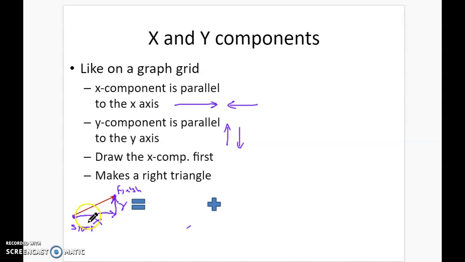So these are my two components, X and Y. Notice that it makes a right triangle. And that's basically what we're doing. The X component, it's this part. The Y component, it was this part. And in most cases, though, we're going to be drawing it out like this. I'll show you another example here.